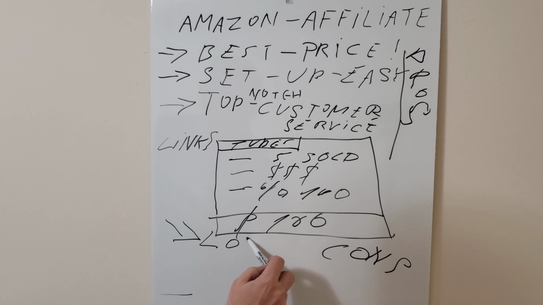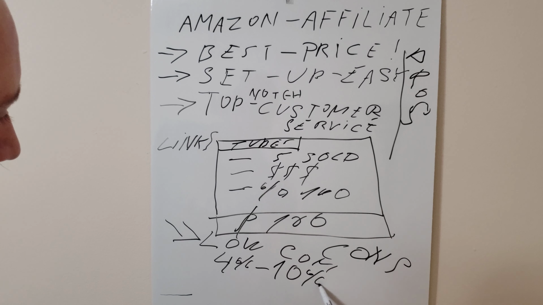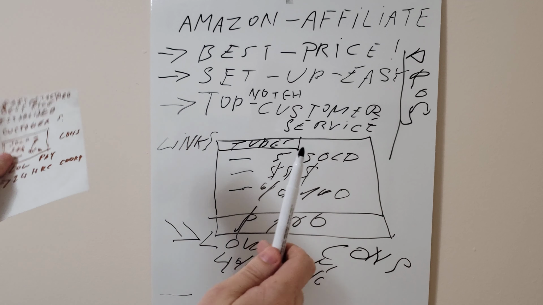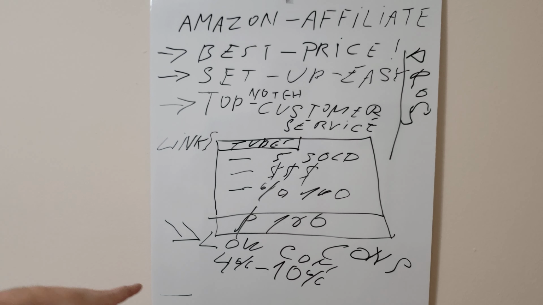Let's put low commission. As you guys know, the commission rate is very low, if you're talking about 4% to 10%. Depending on what you're buying, whether electronics or gifts, you're going to have to look at which bracket you fall in. All the niches are different. Some of them are going to pay 4%. Some other stuff will pay 10%. So keep that in mind.